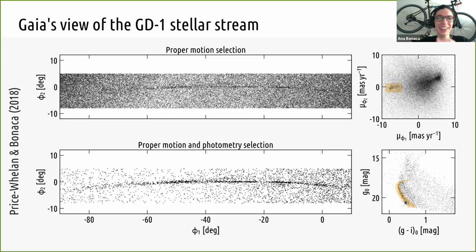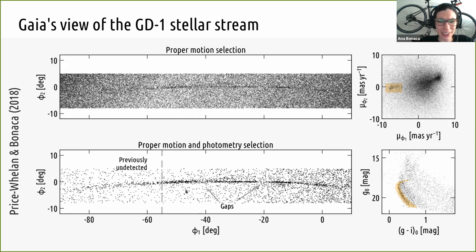Immediately, there were a couple of things that struck us. One is that we were able to extend the length of the stream by an additional 20 degrees or so, just because we are now so much more sensitive to it. And that sensitivity also allowed us to see that there are true underdensities or gaps in the stellar stream.